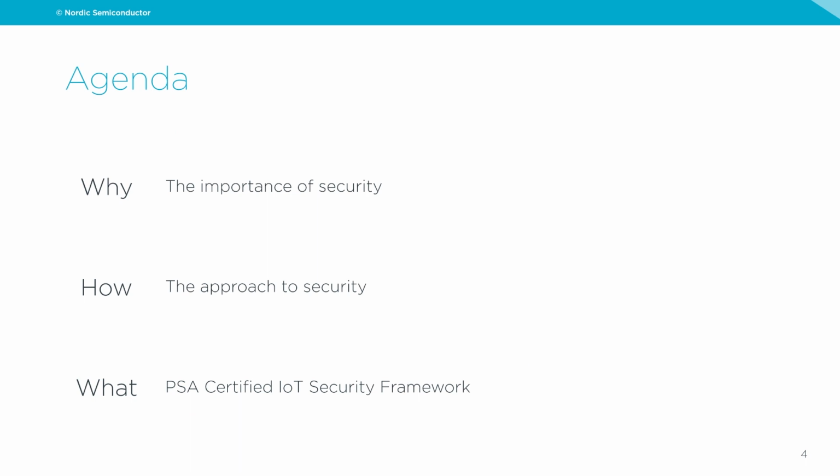So our agenda today is, of course, all about security. And we're going to take a top-down approach here. So first of all, we're going to talk about the why. So why is security so important? And then how is this approached for IoT? And then what is actually used to ensure that you can deploy secure products, especially using the PSA Certified IoT security framework.